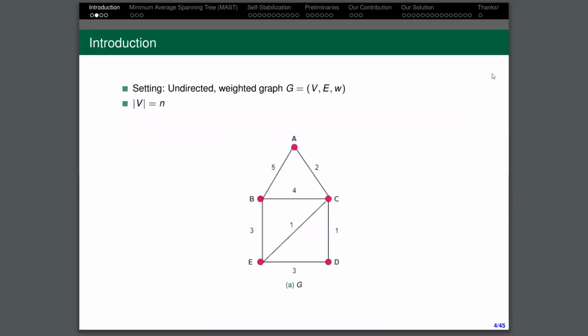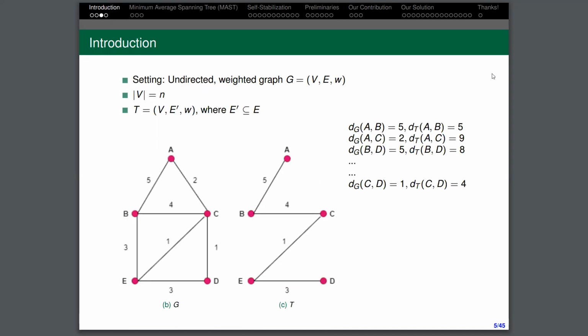So let us look at an example and understand the concept of stretch first. Suppose we have a graph as shown here with certain edge weights. We assume a spanning tree T on this graph. Now we compute certain distances on both the graph as well as the spanning tree. Let us say for the pair of nodes A and C, the distance in the graph is 2. However, the distance in the tree is 9.